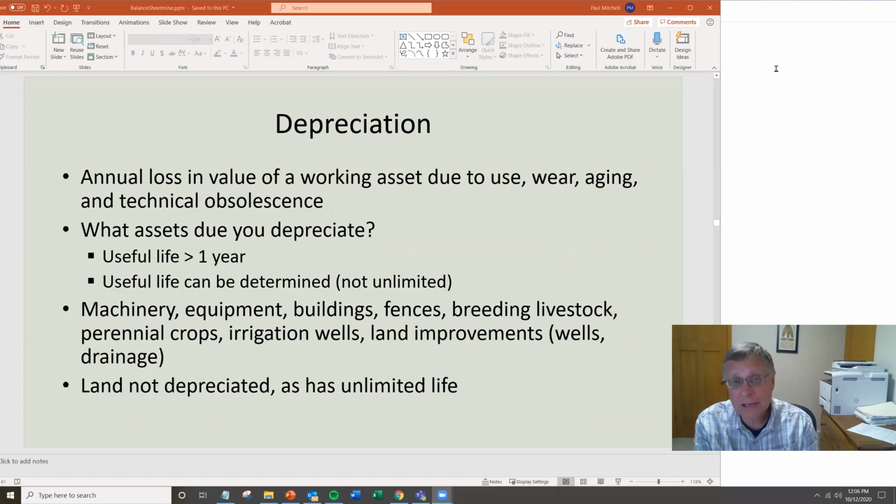So, which ones do you actually depreciate over time? It's anything with a useful life of more than 1 year. Sometimes it has to have a useful life that can be determined. It can't be unlimited, like land. You don't depreciate land. Machinery, equipment, buildings, fences, breeding livestock, perennial crops, irrigation wells, and land improvements like wells and tile drainage are all depreciated. But land itself is not depreciated because it has an unlimited life.